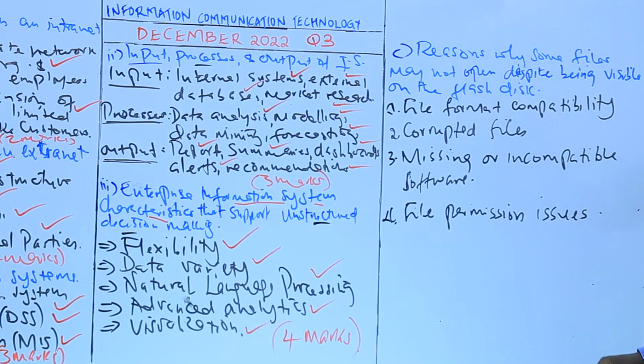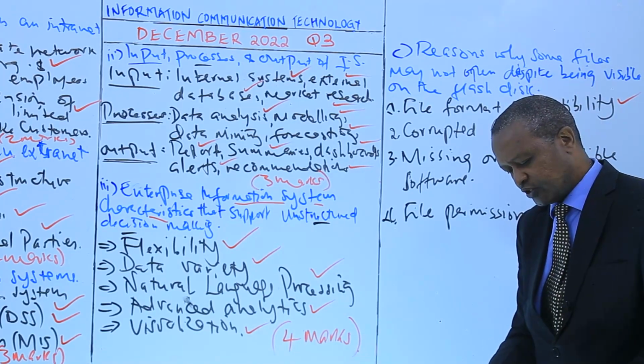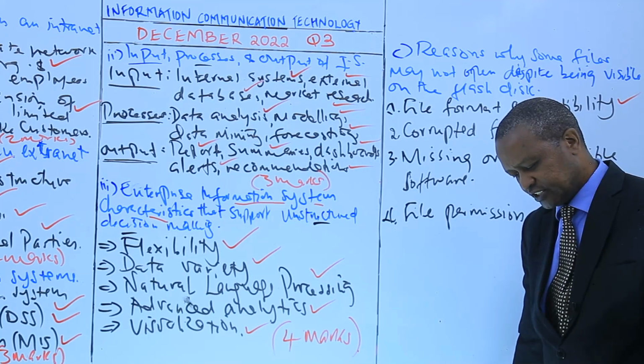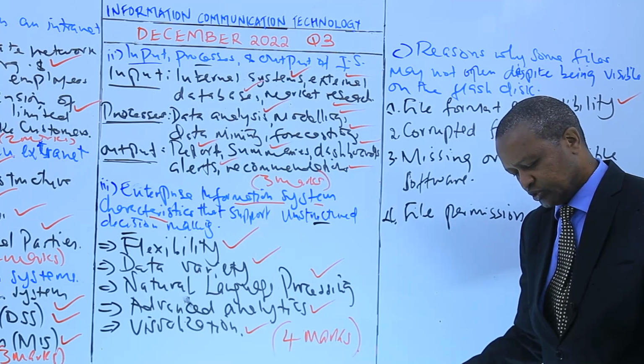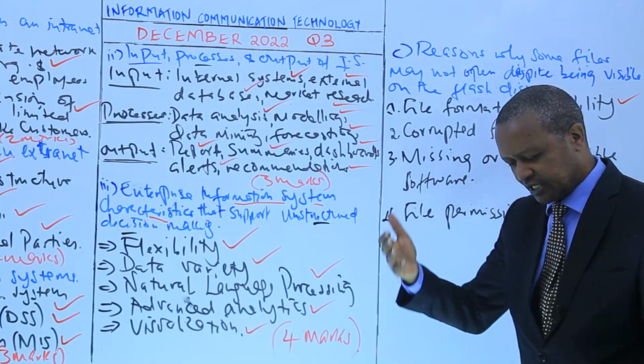So these are 4 reasons: file format compatibility, corrupted files, missing or incompatible software, and file permission issues. And candidates, this is the case of Veronica, who stored word processing files in a flash disk when working from a home desktop computer. She realized that the files could no longer open at her place of work.